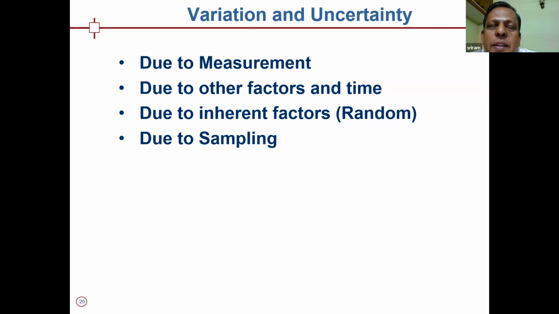So here statistics helps you to do that. Without statistics, you cannot quantify the variation due to measurement, the variation due to uncertainty in the measurement. So that is one area where statistics will help you. But not only that; there are other things, variation caused by other factors and time.